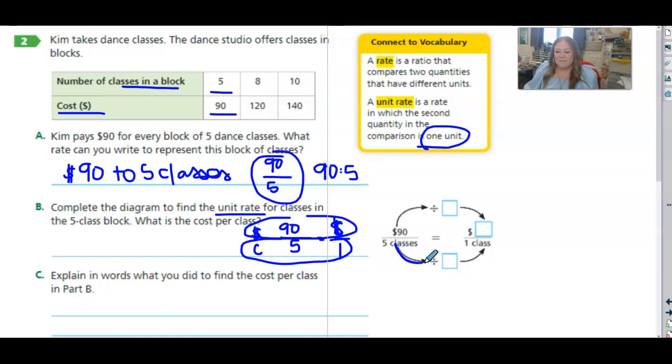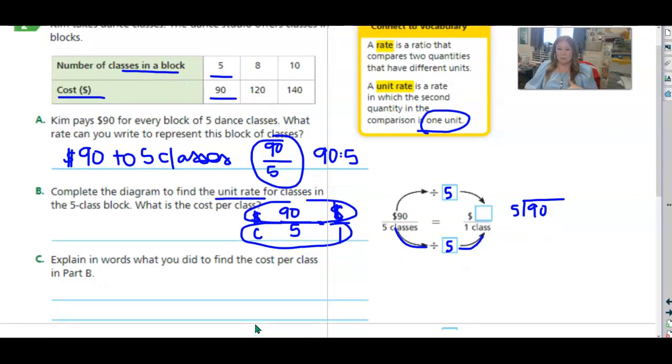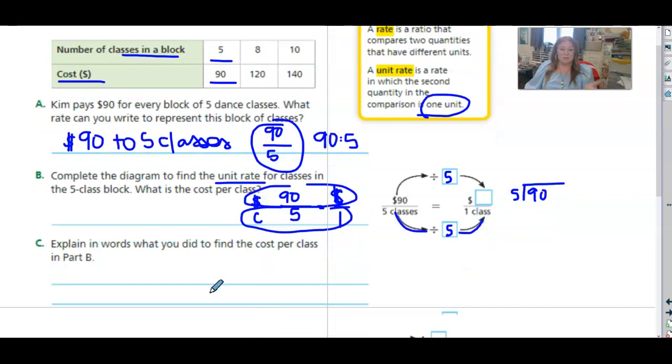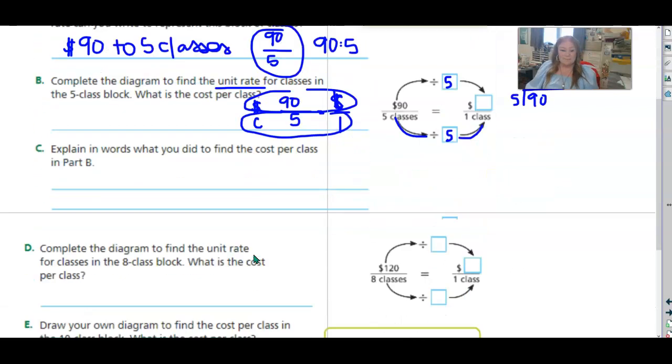So how am I getting from 5 to 1? We're dividing by 5. So what I do to the denominator, I have to do to the numerator. So we need to do 90 divided by 5 to see how much is one class. Now you're just going to tell me what you did. We divided to get from 5 to 1. We had to divide by 5, so I have to do the same thing to the other part of the ratio. So explain to me in words, how did we find this answer here?